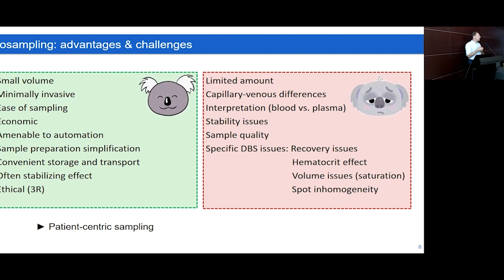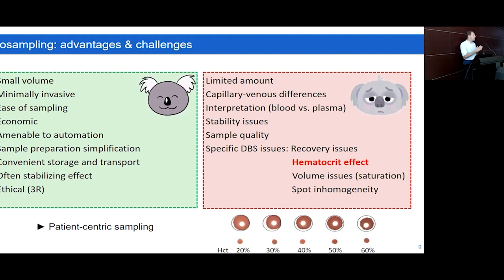And then there are some specific dried blood spot issues. There are recovery issues, the hematocrit effect, volume issues, spot inhomogeneity. And the key hurdle that has been discussed in the past few years was actually the hematocrit effect. That's something which has been an issue for quite some time. And I guess we're now in a position that we can say we can deal with that and we can move on in order to really move the field towards the next step.